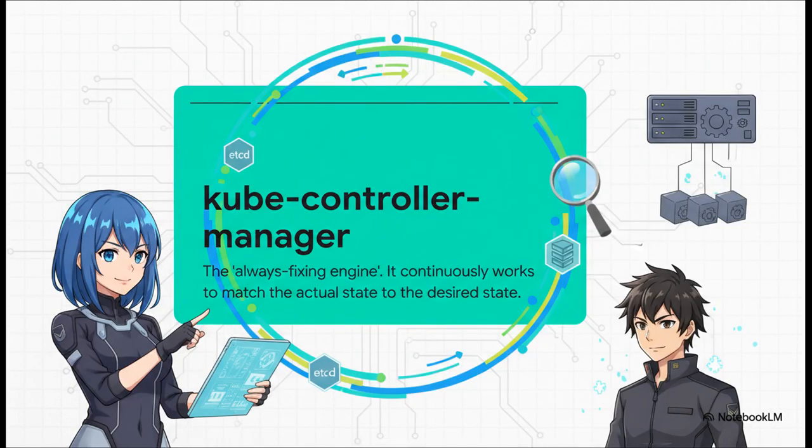Okay, so our desired state is now safely tucked away in etcd. This is where the Kube controller manager wakes up. This component is basically a bundle of different controllers, or control loops. For example, the deployment controller is always watching etcd. It sees your request for 3 replicas. Then it looks at the current state and sees 0 replicas. So it says, uh-oh, I need to fix this, and it immediately creates the 3 pods needed to make reality match your request. It's the engine that never stops trying to fix things.